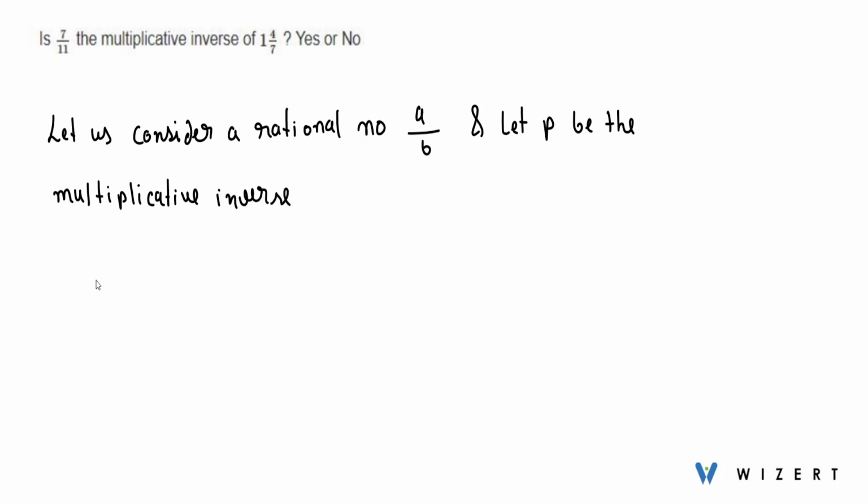Now we know that when a number and its multiplicative inverse are multiplied, then we always get 1. So a upon b multiplied by p will be equals 1. Multiply b by a to both sides of the equality, so p will be equals b upon a, where p is the multiplicative inverse of a upon b. So if we carefully observe, then we might say that the multiplicative inverse of a upon b is b upon a, such that the numerator of the original number is the denominator of the multiplicative inverse, and the denominator of the original number is the numerator of the multiplicative inverse.